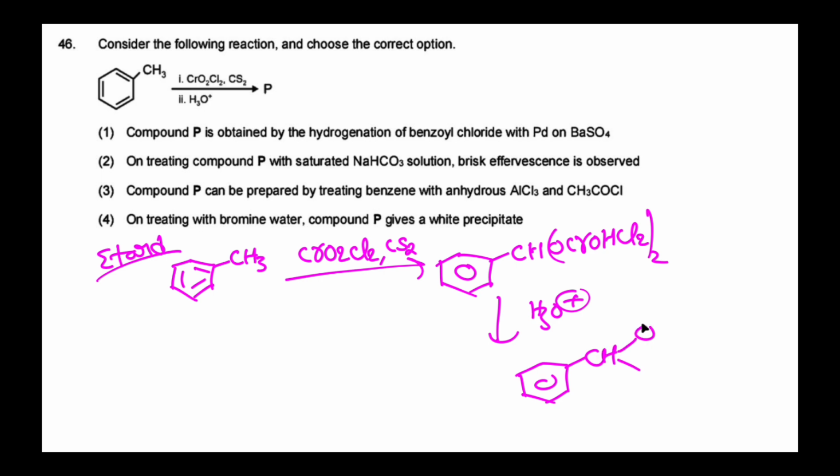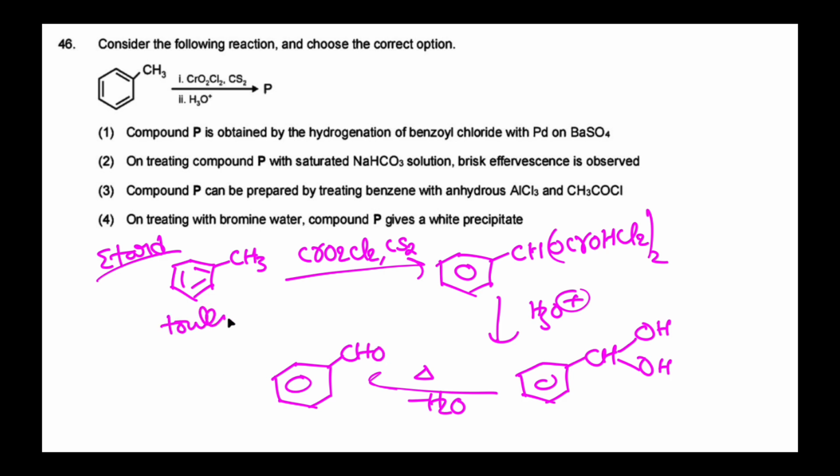an aldehyde group. Here each one is bonded with a water molecule. One carbon cannot bear two OH groups, so on heating it immediately undergoes dehydration and forms the aldehyde, benzaldehyde. So toluene is converted into benzaldehyde. This is the Etard reaction.